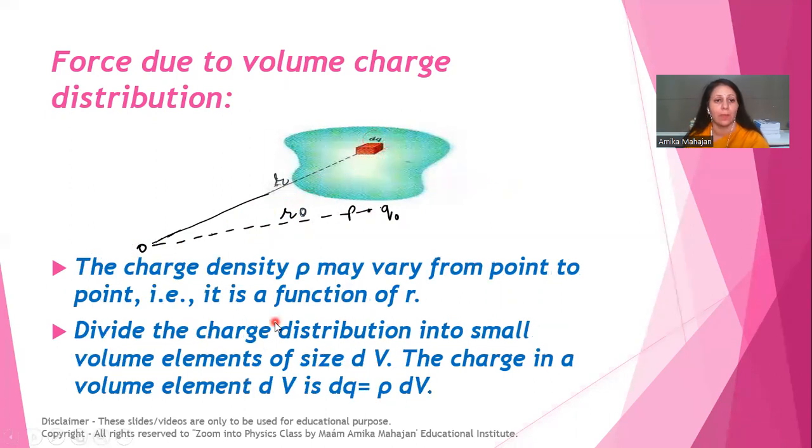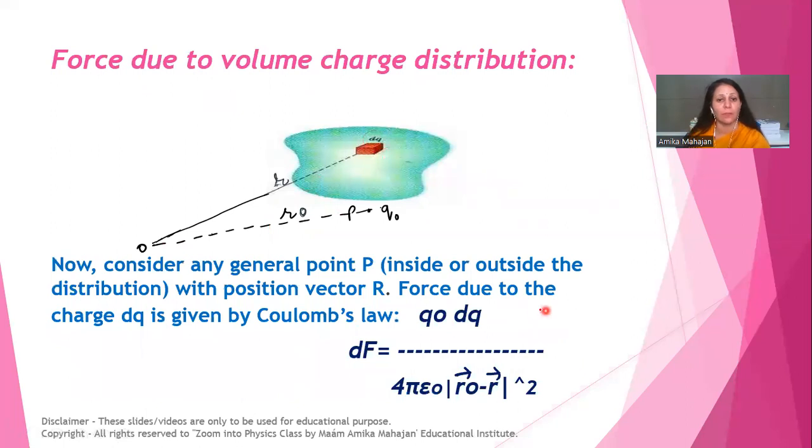Now, what we do, we divide this distribution in small volume elements such that rho is equal to dq by dV. So what will be the charge in this element? It will be rho dV. We will find force due to this element on q naught charge. This force will be given by Coulomb law. We will multiply q naught by dq because I am finding force due to this element. So it will be dF.